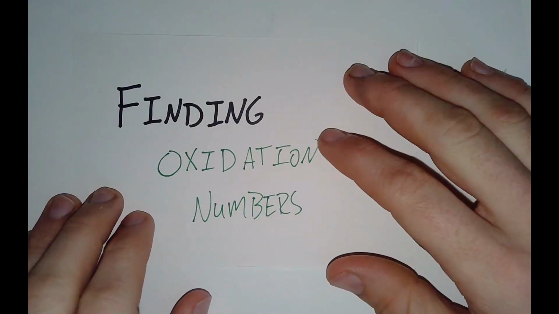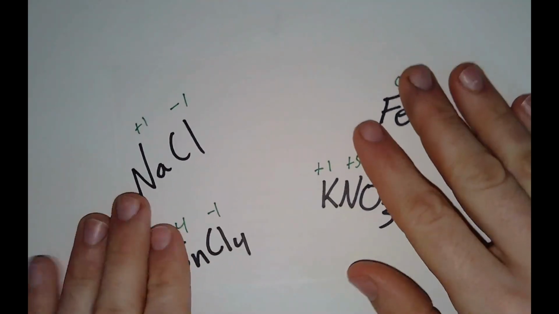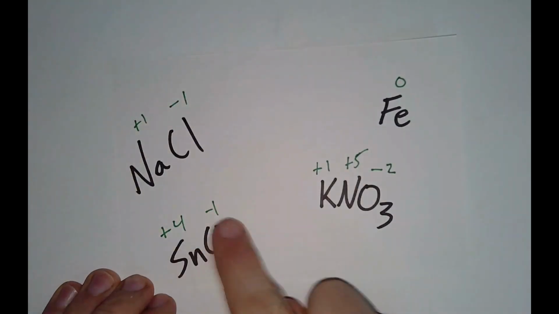All right, so today I want to talk about finding oxidation numbers. Oxidation numbers are just the green numbers on the tops that we've been using throughout this chapter, right? It's these things. How do these things come about?